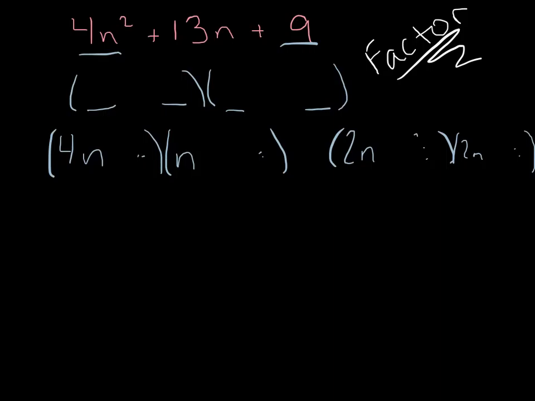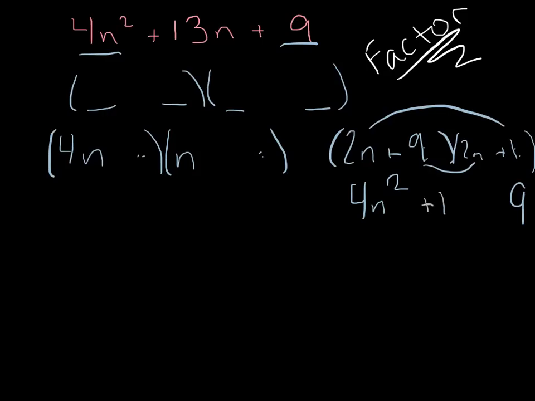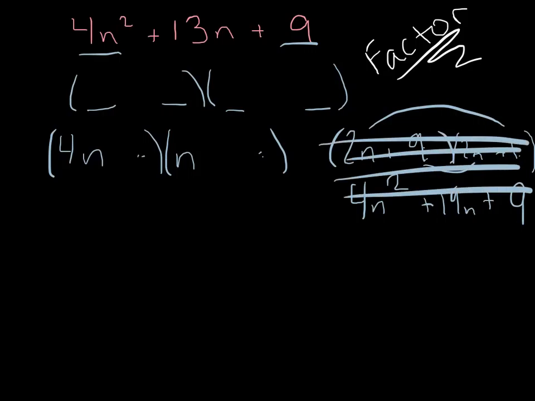And if we put a 9 and a 1, we get our 4n squared. We get our 9. In the middle we have 2n times 1, which is 2n, and we have 9 times 2n, which is 18n. When you add those, you get plus 19n, and that's not right, we need 13n. So you know that's not right.